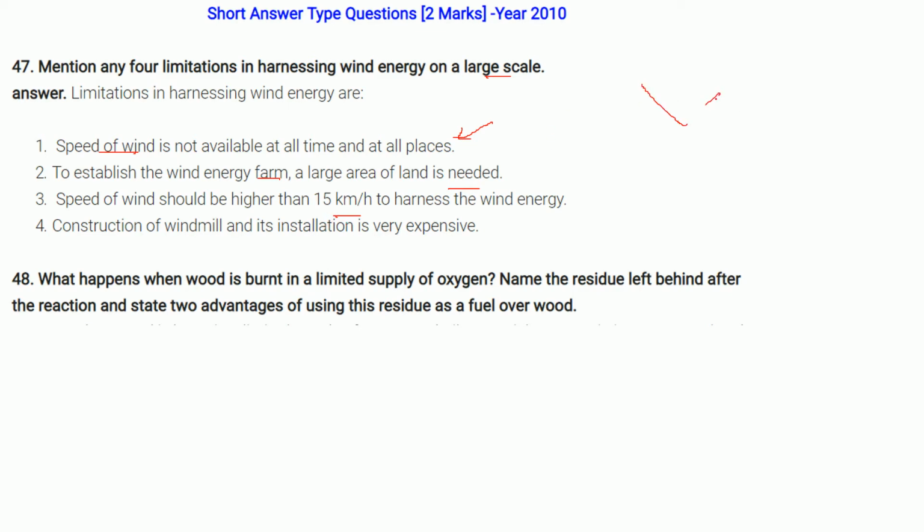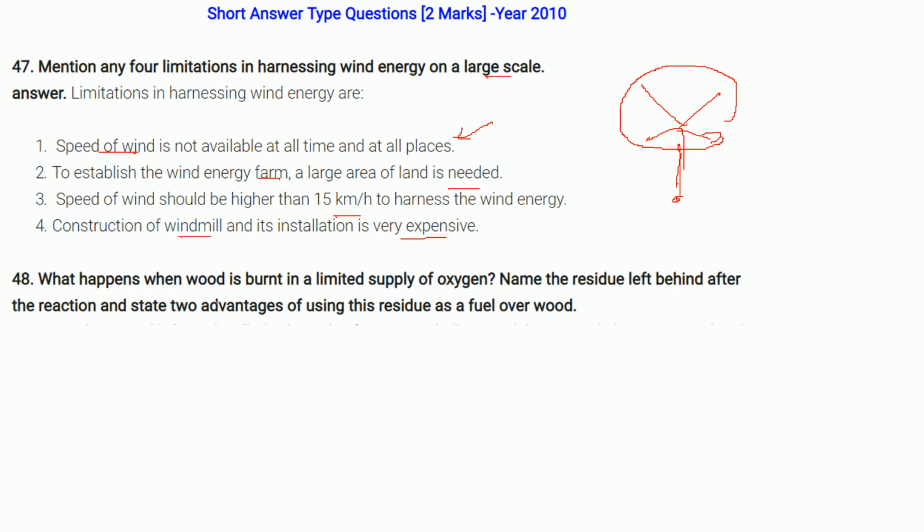See, these are the blades of the instrument. So at 15 km per hour and above, wind will be able to rotate it. That rotation will ultimately be responsible for creating the electricity or the power. The construction of a windmill and its installation is also very expensive.